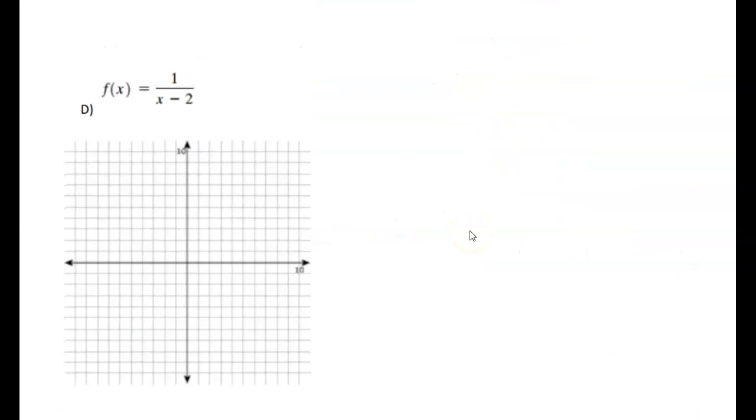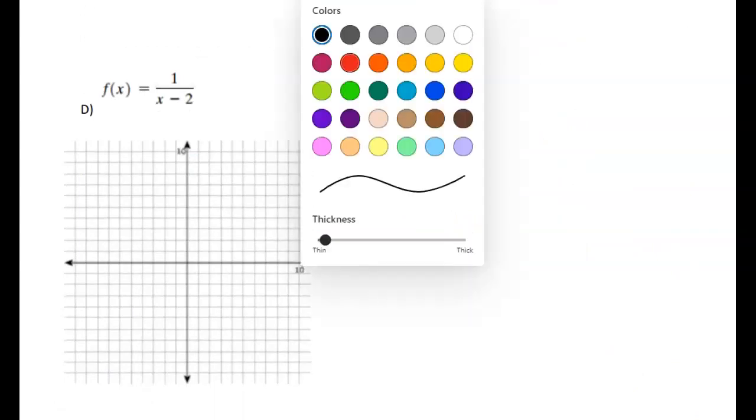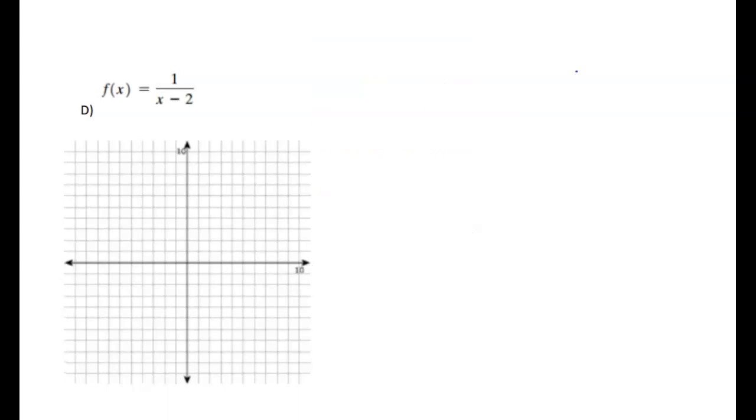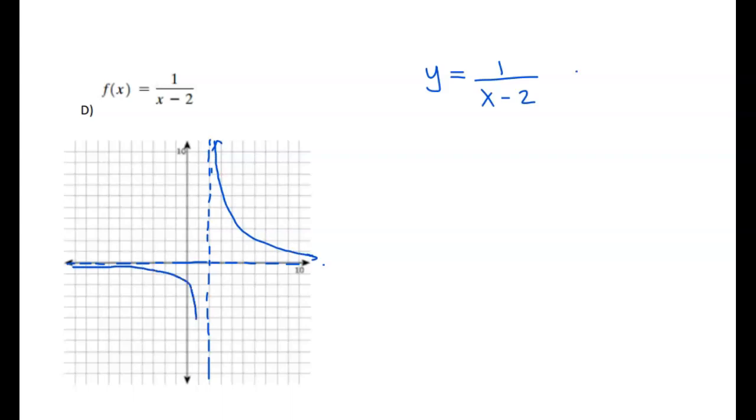All right, let's look at this one. Okay, so the original function is y equals 1 over x minus 2. All right, so let's graph this. So we have a vertical asymptote at x equals 2. We have a horizontal asymptote at y equals 0. All right, and this, we have the two branches like this and like this. All right, you can see that this is a one-to-one function.